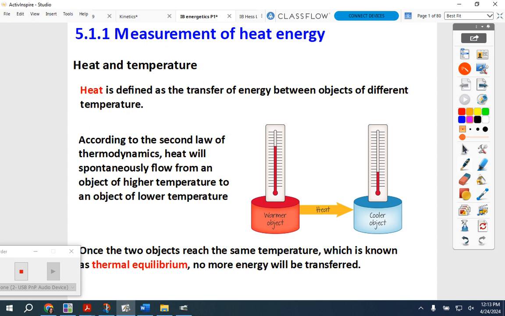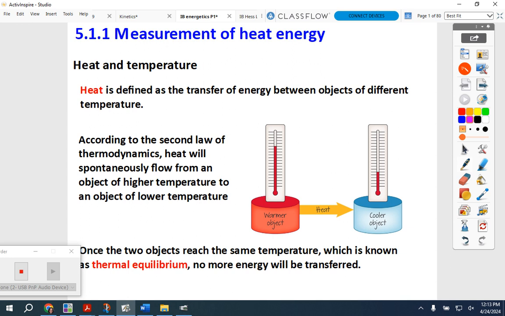Heat is basically the transfer of energy from one object to another, from one system to another, between the system and the surroundings. It's always going to flow from the warmer object to the colder object until they are both at the same temperature, at which point the heat stops because there's no more movement of energy. Okay, all the energy has been equalized.